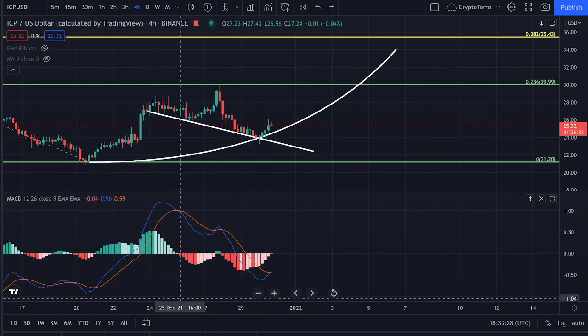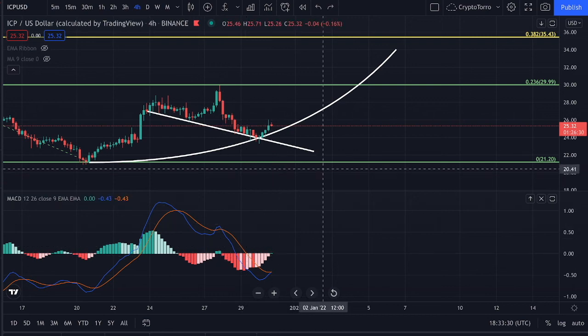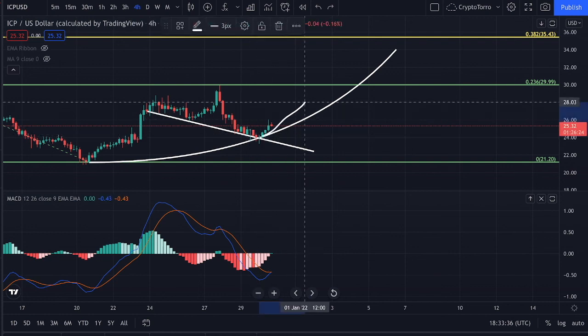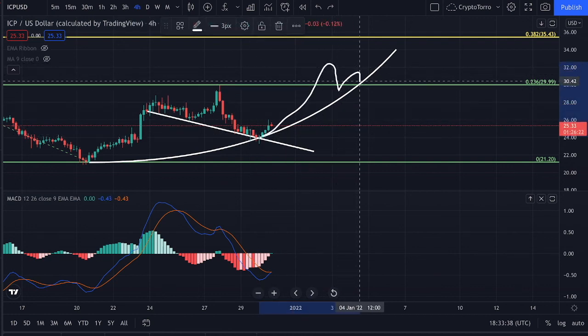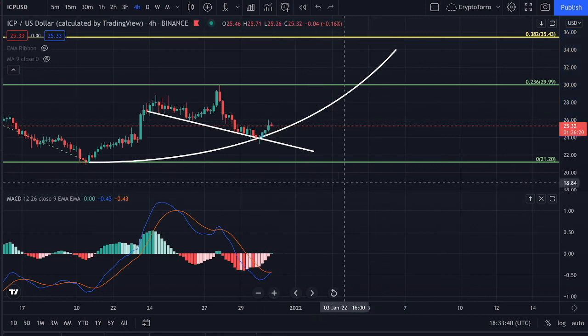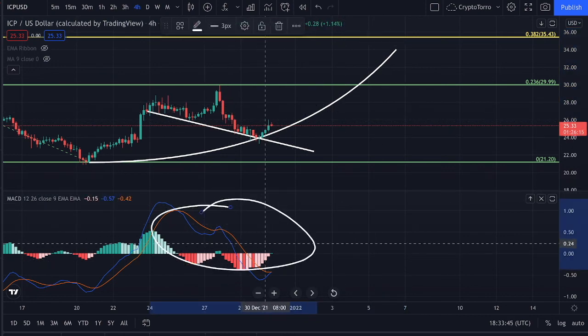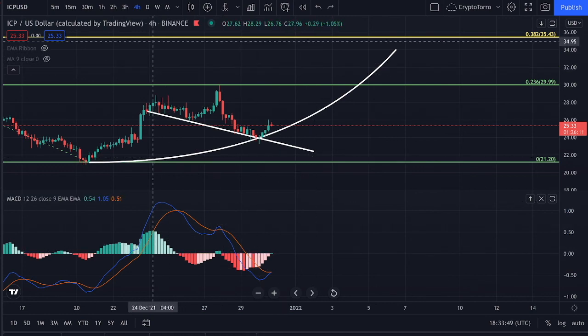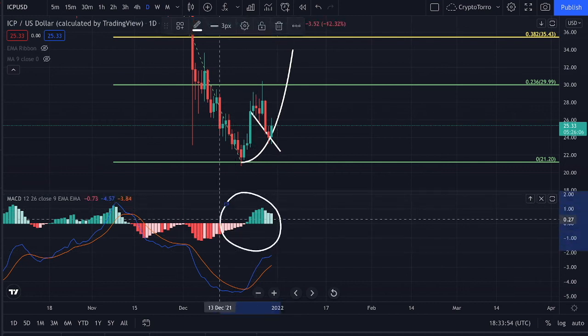And this is actually exactly what we need to see right now on Internet Computer's price action, especially because we would like to see, as I explained priorly, a breakout occur above the $29 to see further continuation towards the upside. And especially the MACD is clearly showing us that we are going to experience momentum towards the upside during the upcoming hours.